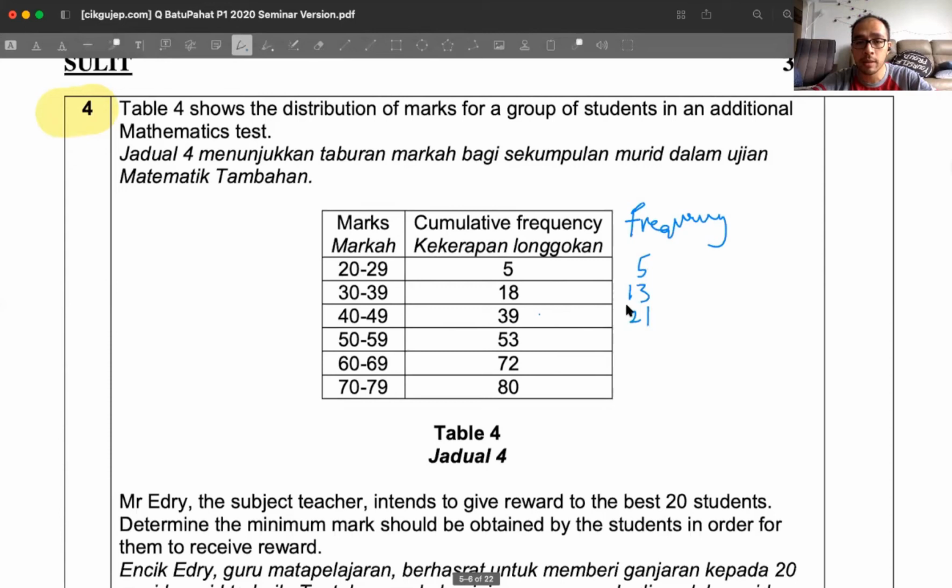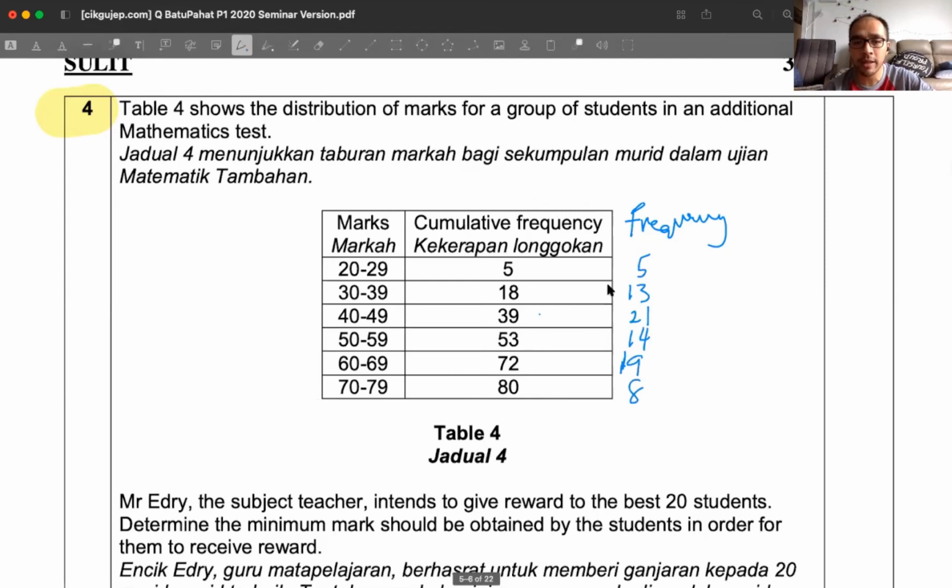Okay, kali. 39 minus 18. 21. I shouldn't doubt myself. Okay, then 53 minus 39. Okay, you will get 14. 53 minus 39. Yeah. So terrible, kan? Once I holiday, kan, my brain also holiday. So 72 minus 53 is 9. No, definitely not. 19. Okay, and then this is 8. 80 minus 78. So this is the actual frequency for this.